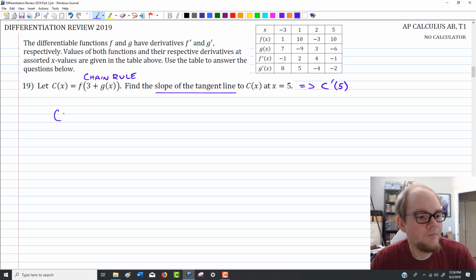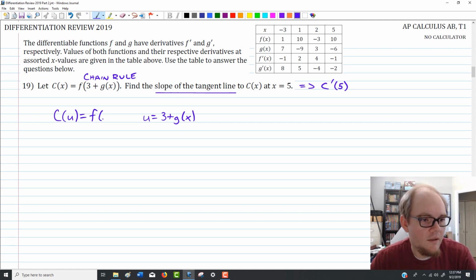So first we're going to decompose. We're going to let c of u be something and u be something else. Typically we want u to be what's on the inside. So I'm going to let u be equal to 3 plus g of x, or g of x plus 3. That leaves on the outside f of u. So now when we go to take our derivative, the derivative of c prime is going to be, of course, f prime of u.